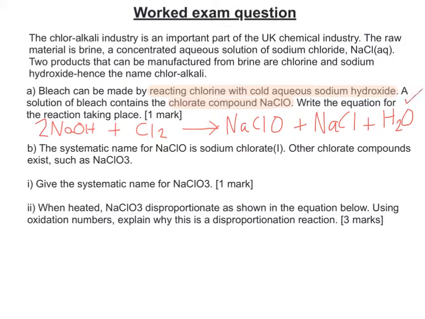And that gets us our mark. So the systematic name for NaClO is sodium chlorate(I). Now, it's highly likely that NaClO3 is also going to be called a sodium chlorate, so we can definitely write that in, can't we?